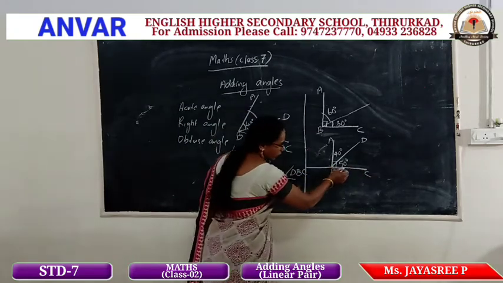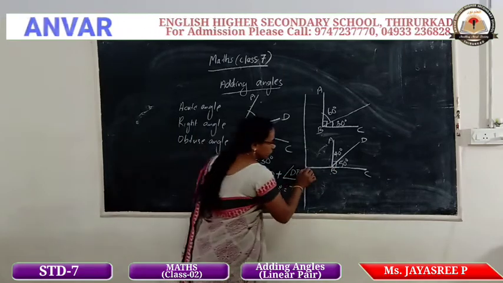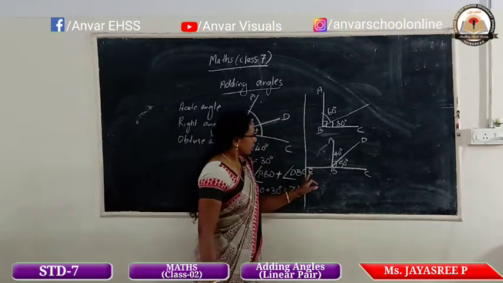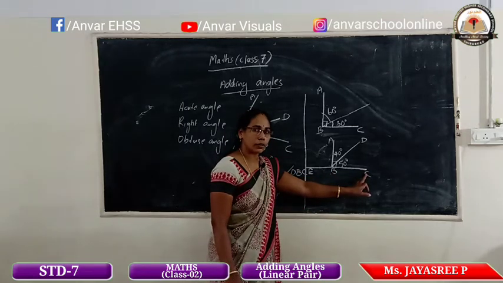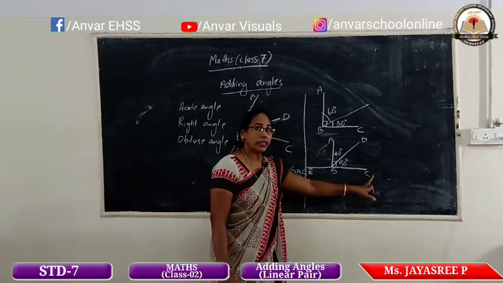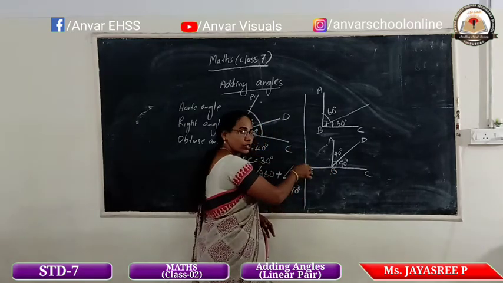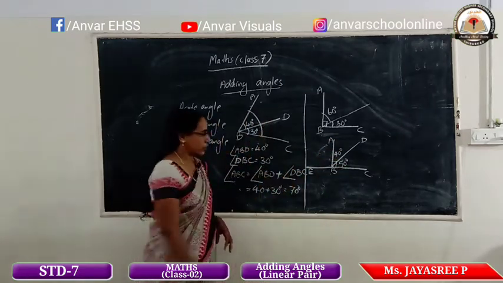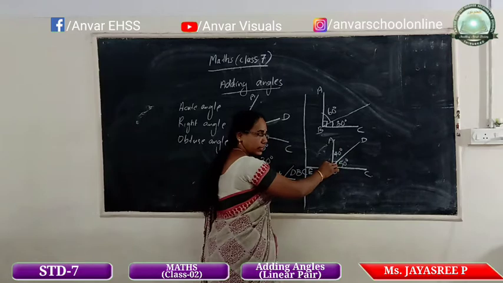And that horizontal line BC is extended to this side. So this is also a straight line. We can give it as BE. So EC is a straight line. Since BC is a horizontal straight line and that line is extended to this side, so EC is also a straight line. Now, BE is a horizontal line and AB is a vertical line.